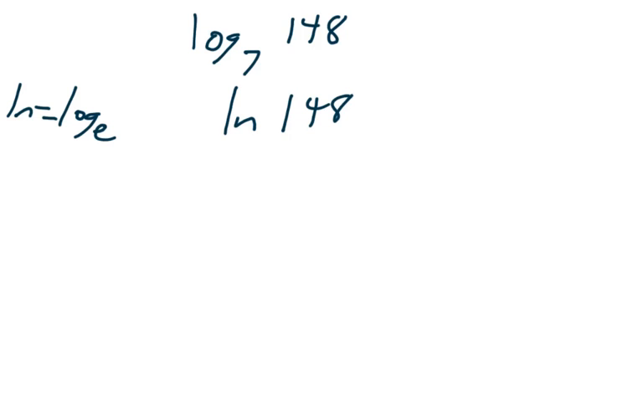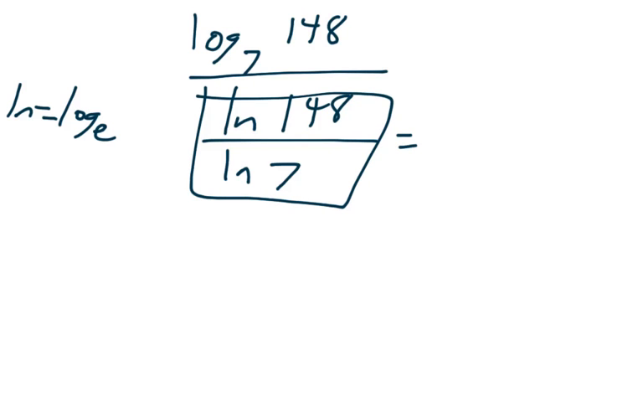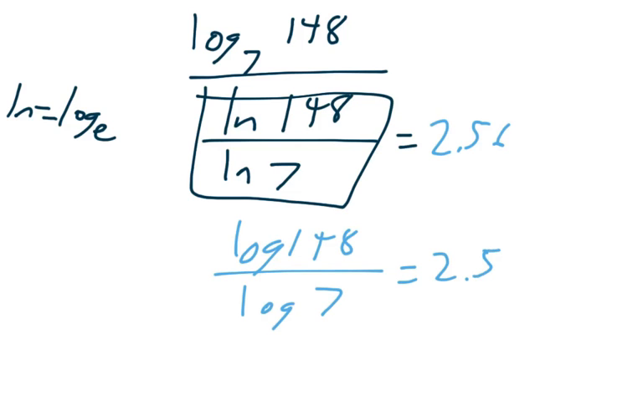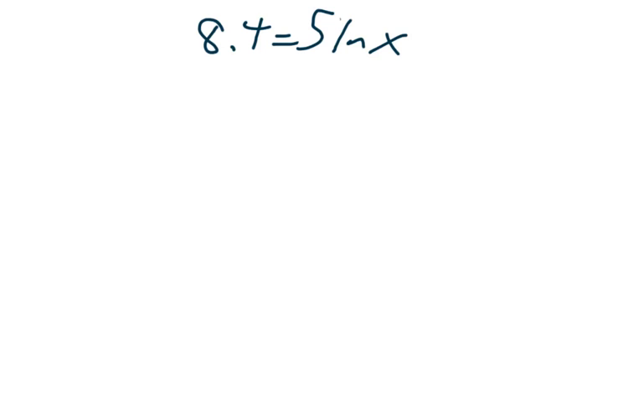So the change of base formula will still work for a question like log base 7 of 148. We can do the natural log of 148 divided by the natural log of 7. When you plug that in the calculator, it turns out to be 2.56. Of course, if you did the log of 148 divided by the log of 7, we still get 2.56. Actually, I should round this to 2.56 to be accurate. And so the change of base formula works for common logarithms too.